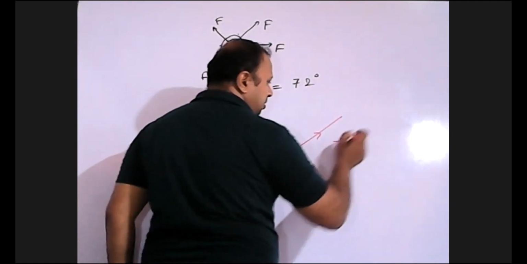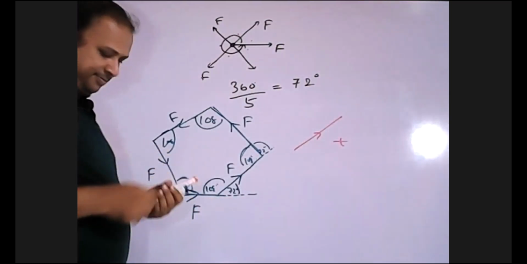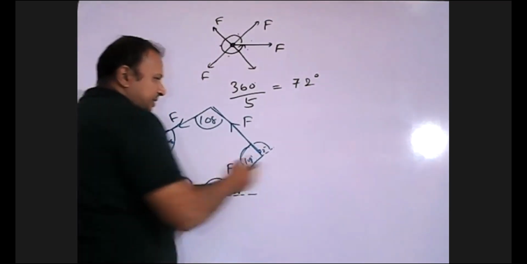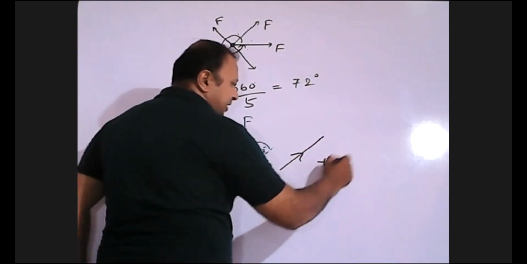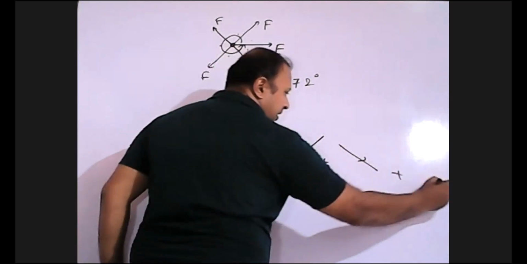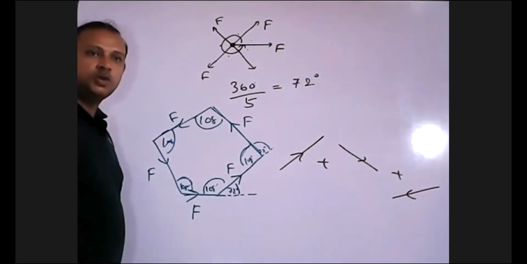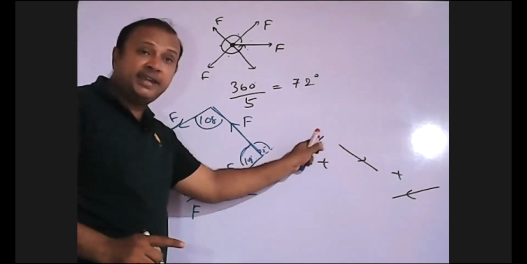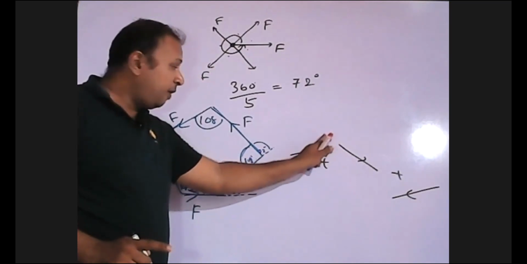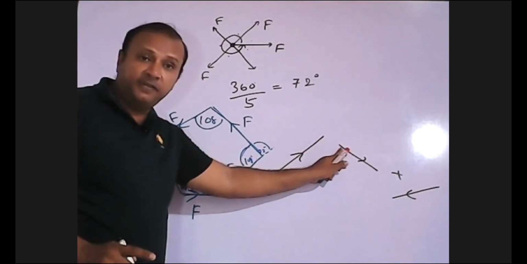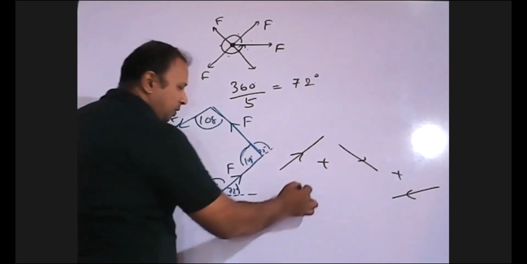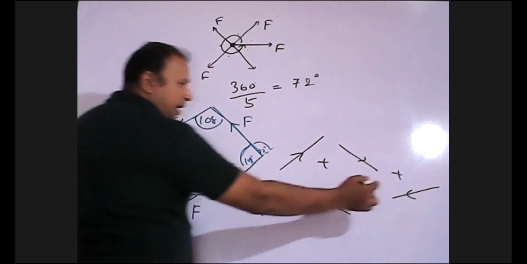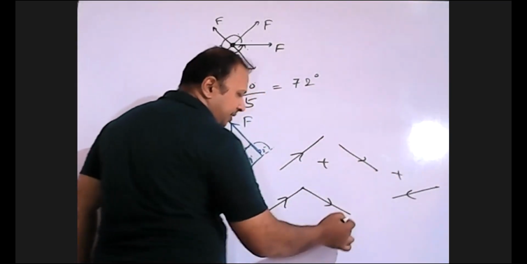Suppose there are three forces to be added. One is like this. The other one is like this. So how to add these three forces? The first thing you have to do is coincide the end point of the first vector and the starting point of the second vector. You have to coincide these two first. Then you have to coincide this one and this.